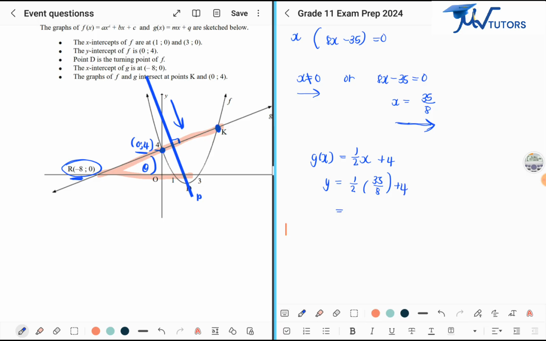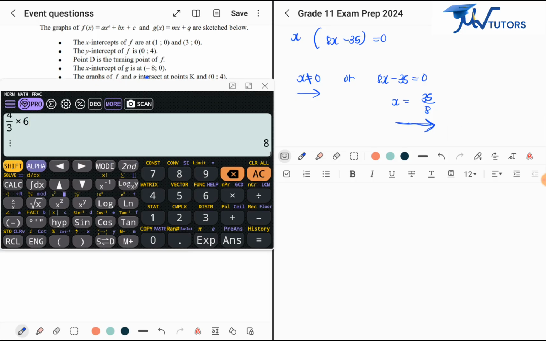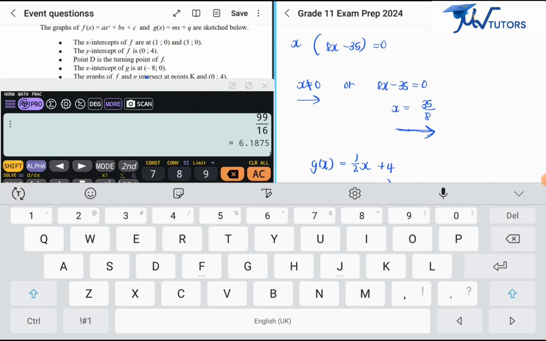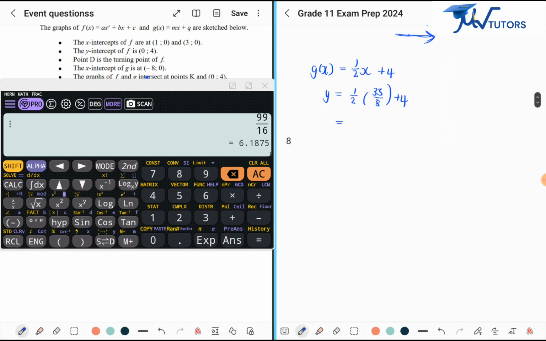And I'm just going to use the calculator just so that I don't complicate matters for myself. So a half multiplied by 35 over 8 plus 4. Whew, these fractions. I won't lie, if I was in an exam, I would think that maybe something is wrong because these fractions don't look nice. No one likes to work with such fractions. Okay, so our answer then is 99 over 16.